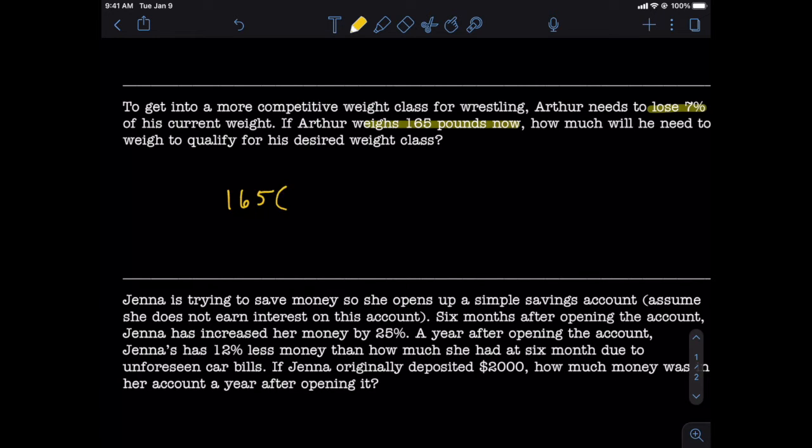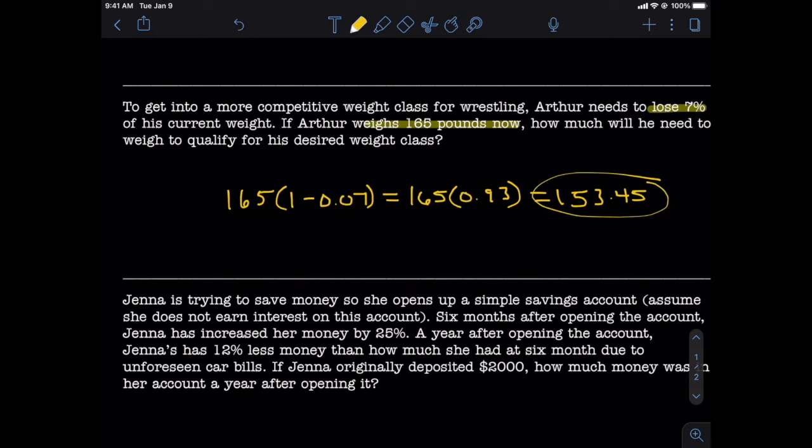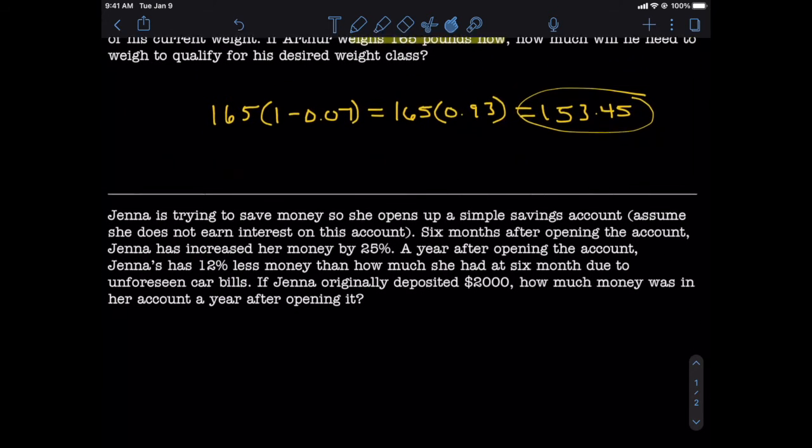Our starting value was 165, and then we do 1 minus the decimal equivalent of 7%, which is 0.07. At this point, we can resolve the matter entirely inside of our calculators, but let's do the subtraction inside the parentheses first. This gives us 165 times 0.93, which is the same as 153.45. Thus, to qualify for his desired weight class, Arthur needs to weigh 153.45 pounds. Let's take a look at our last example.